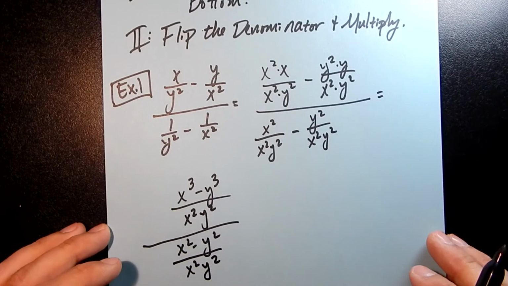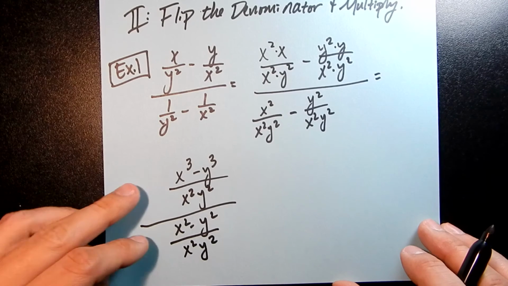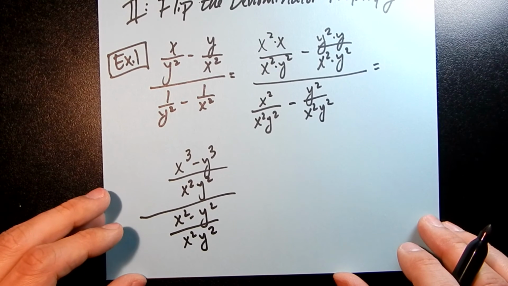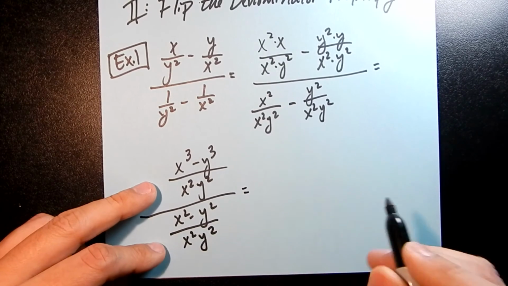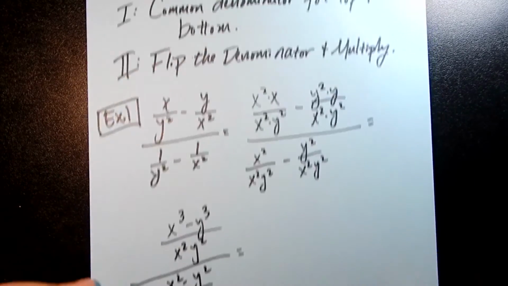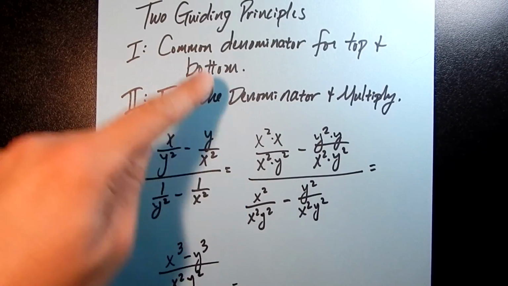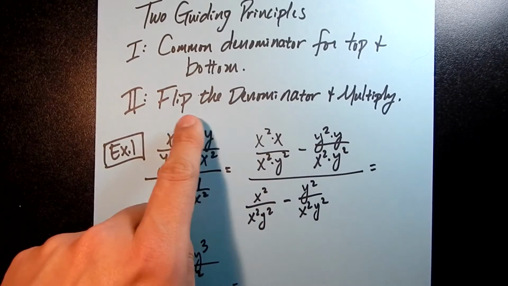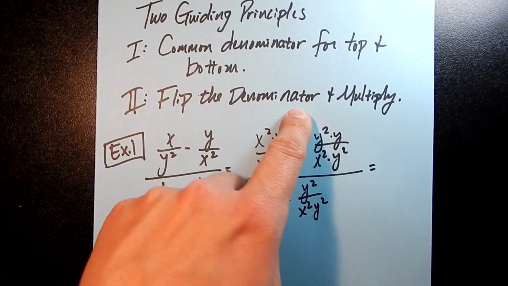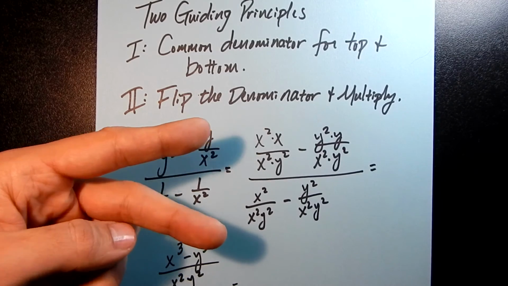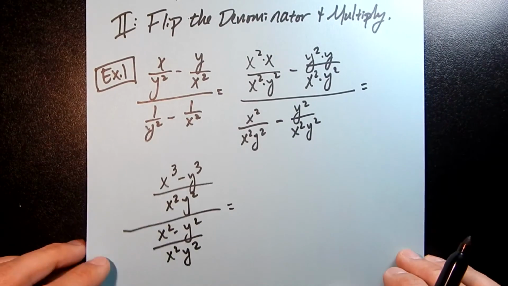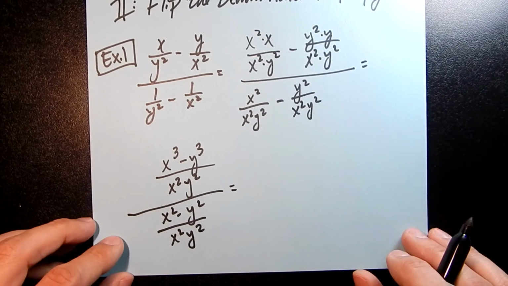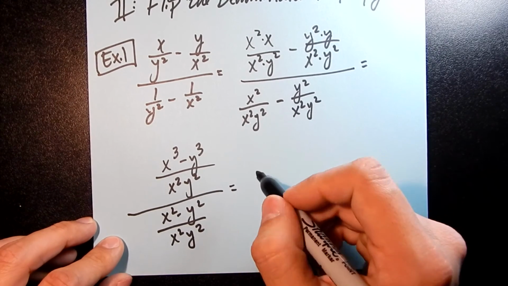So now we have this. It's still a compound fraction, but it looks a little bit friendlier. So we've got some common denominator things going on. Now we have to do our second guiding principle. Once we've got our common denominators sorted, what we're going to want to do is flip the denominator over and then multiply the numerator and the inverse of the denominator, or the reciprocal of the denominator. So we're going to do that over here.